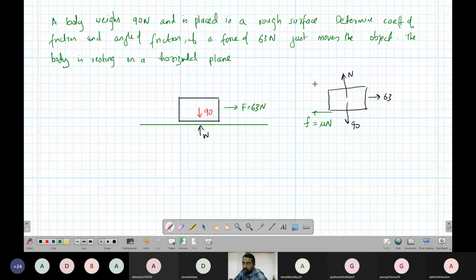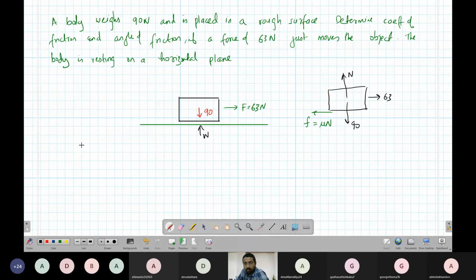Now how do you find this? What is observed is the body just starts to move. It is just at the end of equilibrium, just about to break equilibrium. So we can use the equilibrium equation. The equations of motion can be used, only thing is you should know the acceleration. We will study all those things later.